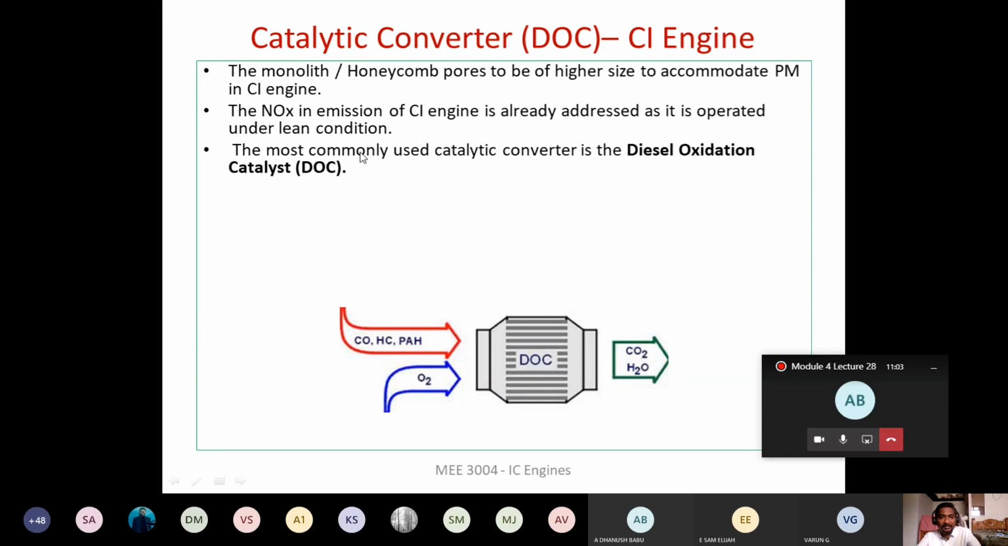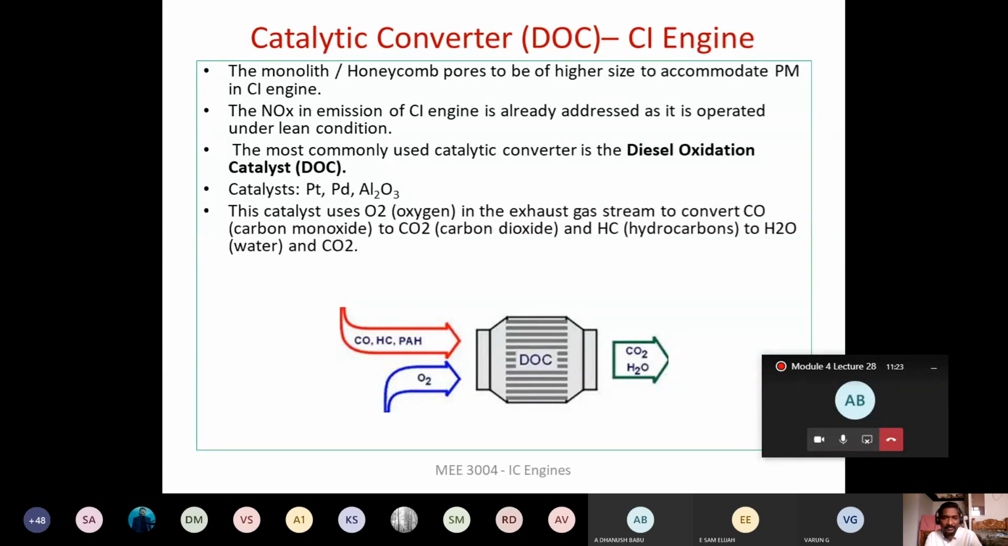So the very common method of removing the unburned hydrocarbon and carbon monoxide is by providing a diesel oxidation catalyst, which is nothing but similar to a two-way catalytic converter. And the catalysts are going to be platinum, palladium, or you can go for aluminum oxide, Al2O3. This catalyst enhances the oxidation process.